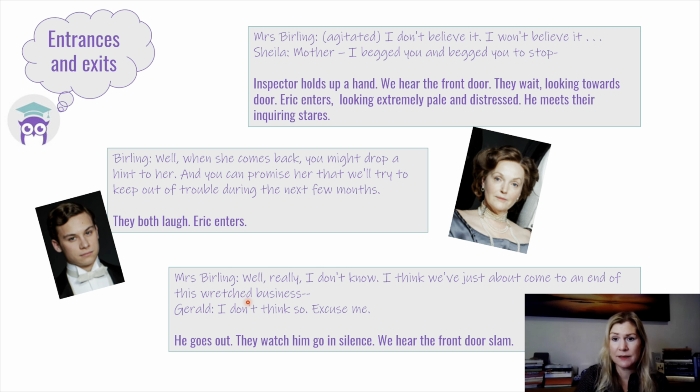And then last one to look at, although I'm sure there are more that you can explore, but I like this one. This is after Gerald has found out about his involvement with Daisy Renton and Eva Smith, and Sheila has very sensibly said, here's your ring back, and he goes out. He goes out, they watch him go in silence, and we hear the front door slam. Now, the reason that I put this one in is because this exit feels really quite dramatic, and it feels like it's a moment where Gerald has learned his lesson.